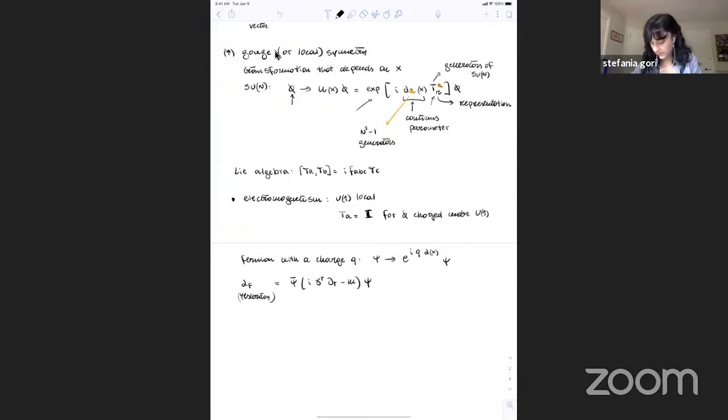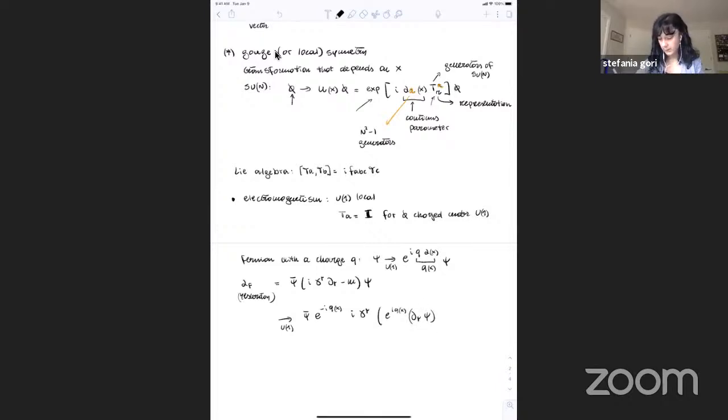Let me, just for simplicity, call this Q of X, just for a matter of simplicity to write it down. So let's do a U1 transformation to the Lagrangian. So here we'll get e to the minus I Q of X. Then we have I gamma mu. Then we have e to the I Q of X, the derivative applied to the field.